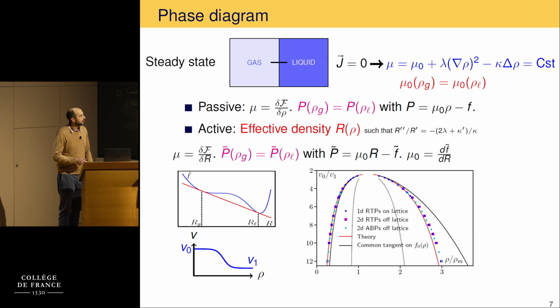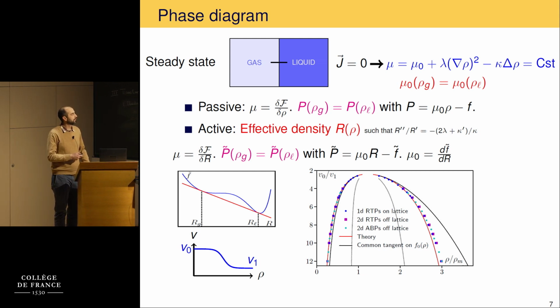It deviates at large activity, and we know that it's because the gradient expansion that we use breaks down at large activity. You can compare with the black line here, which is what you get if you neglect the interfacial term. So it means you assume that you're in equilibrium somehow, and you compute it without using this effective density. And you see that there is a significant difference. And here the dashed line is the spinodal line.